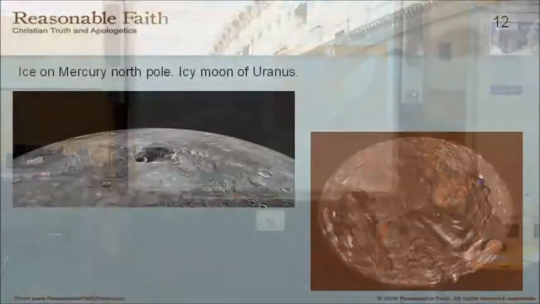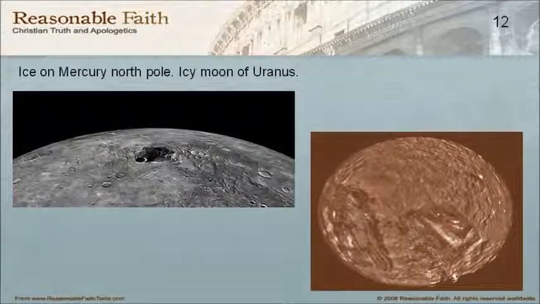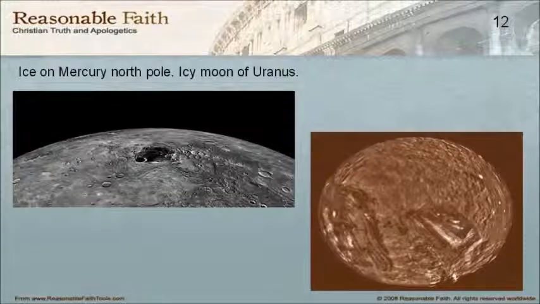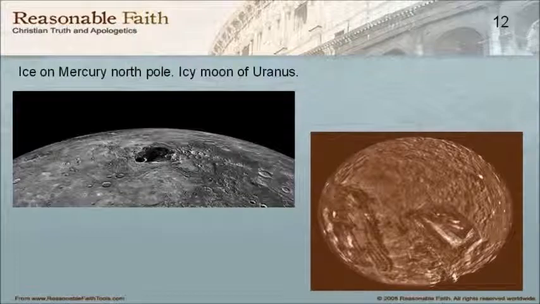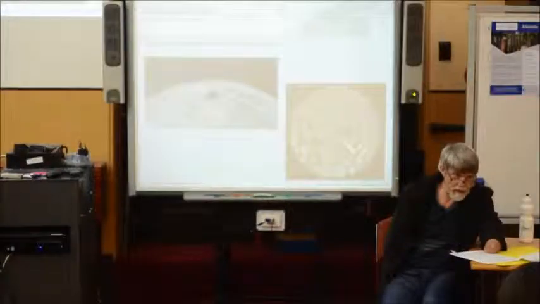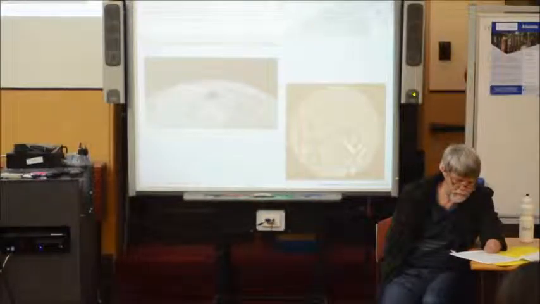Slide 12. Water is being found where it was not expected, as I've mentioned already. Large amounts of ice have been found on Mars. Mars has a density quite a lot lower than the other terrestrial planets, and the reason it has a low density is now thought to be water.